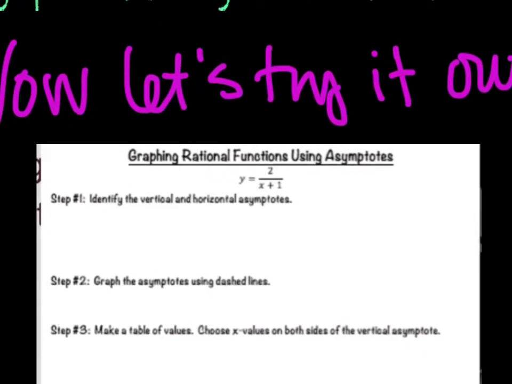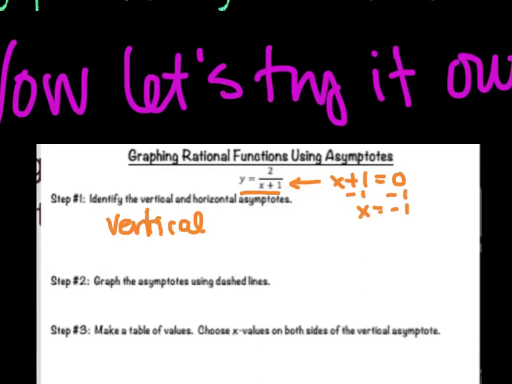We have this equation right here, y is equal to 2 divided by x plus 1. We need to identify the vertical and the horizontal asymptotes. So the vertical asymptote is essentially we are making all this x plus 1 equal to 0. So we're going to subtract 1 from both sides, and x would equal negative 1. So our vertical asymptote is that x is equal to negative 1. Our horizontal asymptote is everything that was off to the side there, and so in this case our horizontal asymptote is actually our x-axis, so that y is equal to 0.